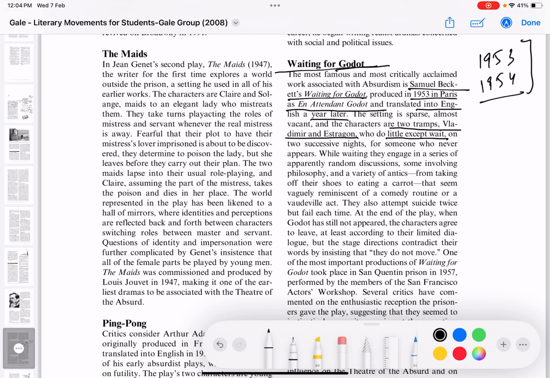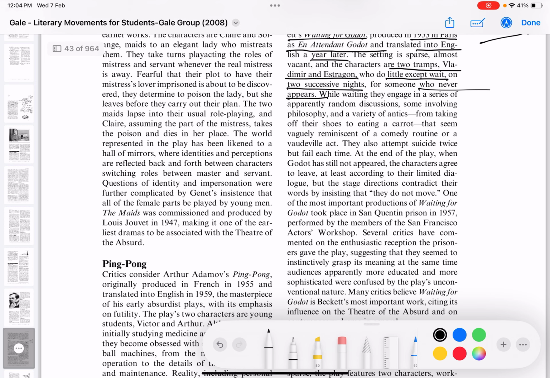And the play revolves around these two tramps, Vladimir and Estragon. What they are doing, they are waiting and waiting for two successive nights for someone who never appears. So you see the nonsensical nature, that they are doing a meaningless thing. They are waiting for someone who never appears. Now, while waiting, they engage in a series of apparently random discussions, some invoking philosophy, and a variety of antics, from taking off their shoes to eating a carrot, whether we should take off the shoes or not, whether we should eat the carrot or not. That seemed vaguely reminiscent of a comedy routine or a vaudeville act. They also attempt suicide twice, but fail each time. So life and death, meaninglessness of life.